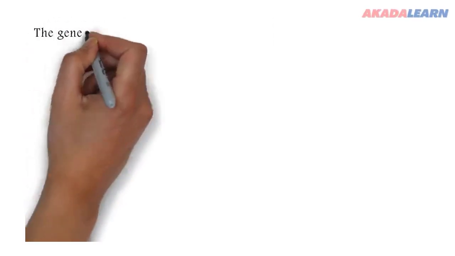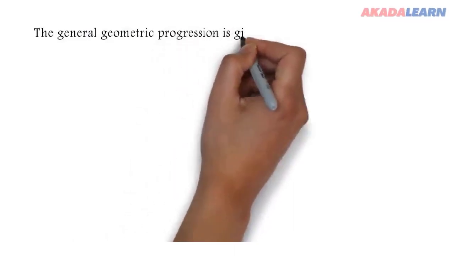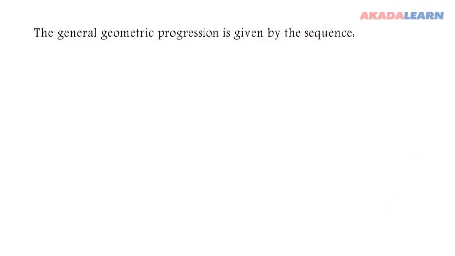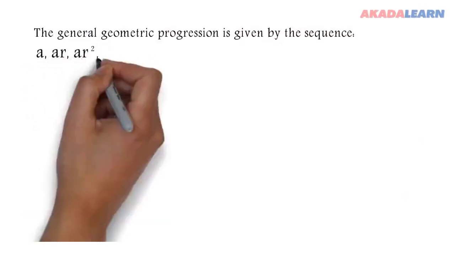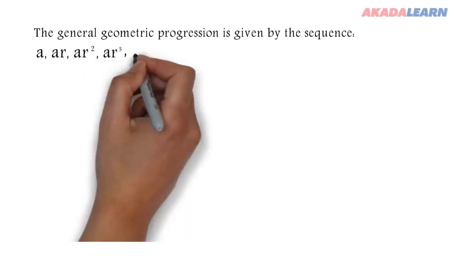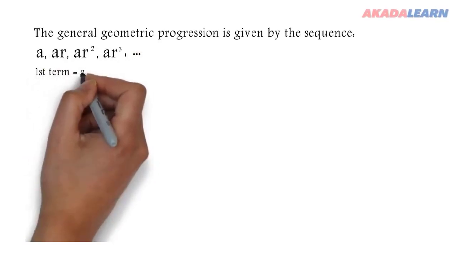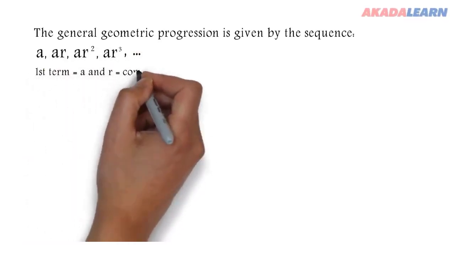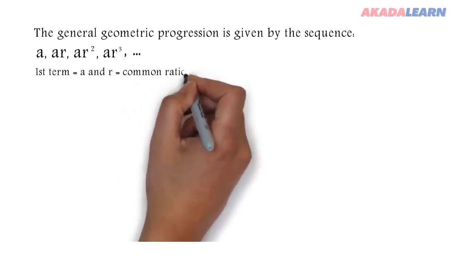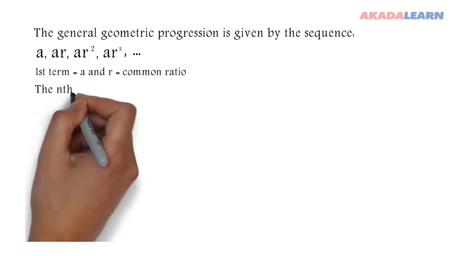So first, let's see the general geometric progression is given by this sequence: a, ar, ar raised to power 2, ar raised to power 3, and so on and so forth. The a there is our first term, while the r stands for common ratio. So when it comes to GP, we are going to be dividing. That's why we have ratio there.